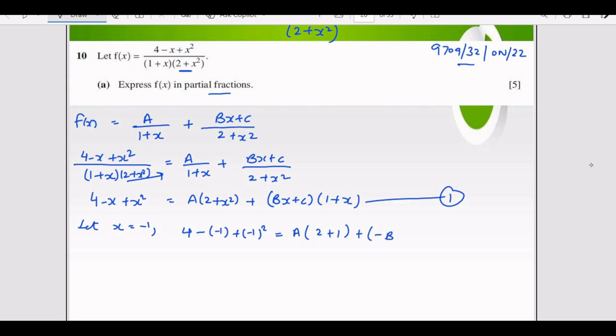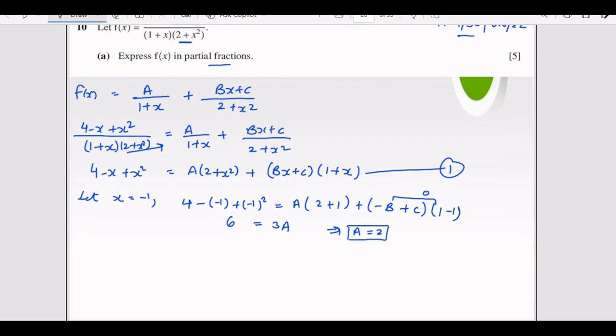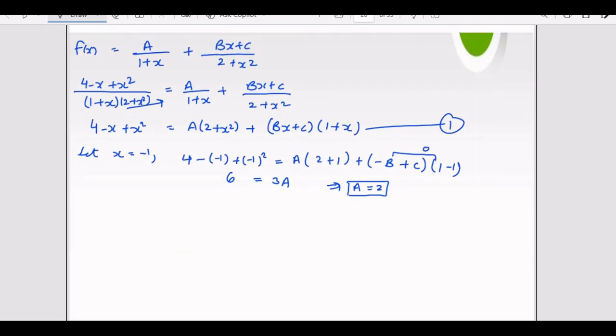We are taking x as -1, and then plus c, and this is going to be 1 minus 1. Basically this whole thing is going to become 0. So on the left hand side we have 6, and this is going to be 3a. So this gives us the value of a equals 2. So constant a is 2. Now let's substitute another value. Sometimes it's not possible to get the 0.